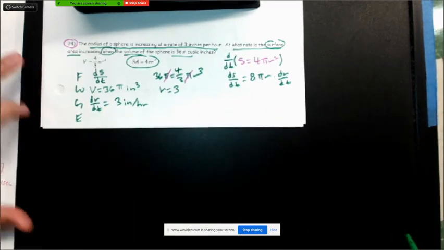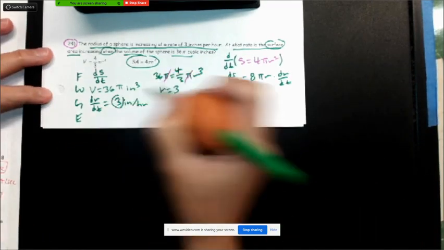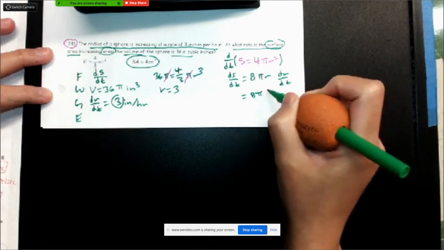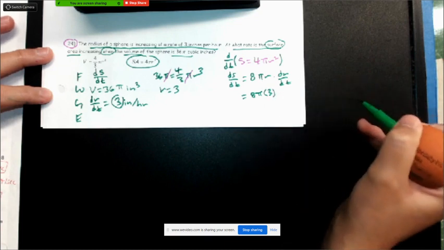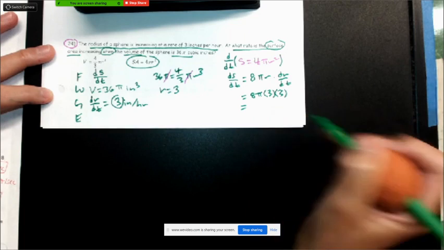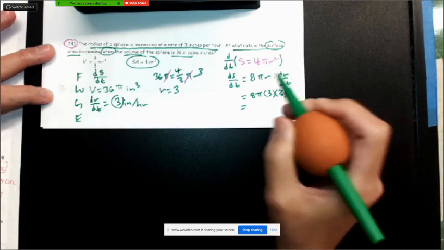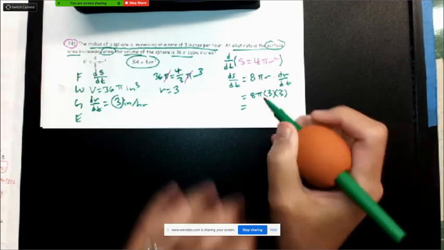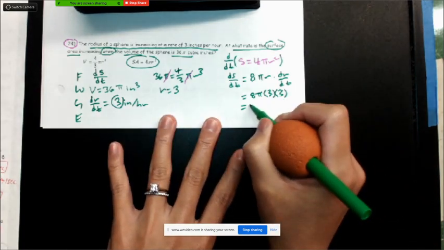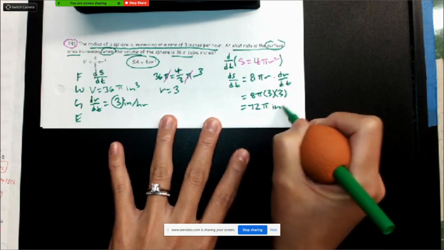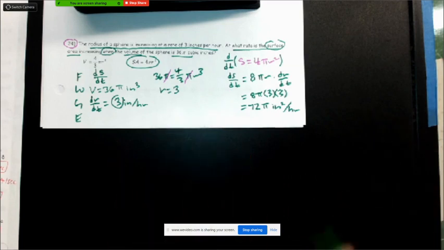So all I need to do at this point is simply plug in the 3s. So we have 8 pi. We know the radius we found was 3. And coincidentally, the rate is also 3. So 3 times 3 is 9. 9 times 8, how many is that? 72. And then we're looking at 72 pi inches squared per hour because it's surface area.